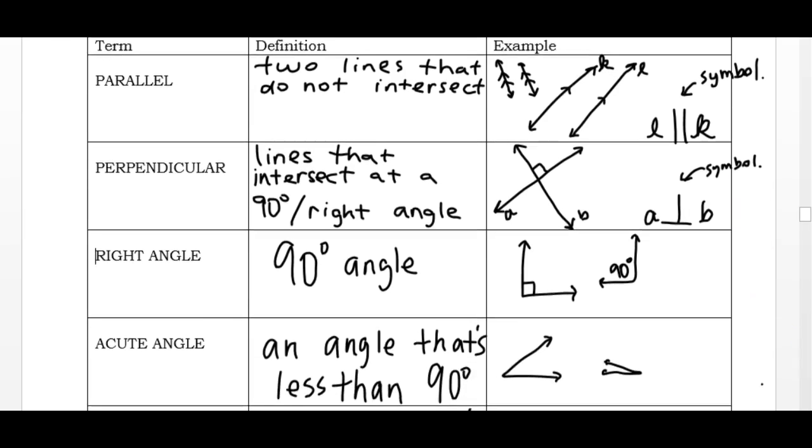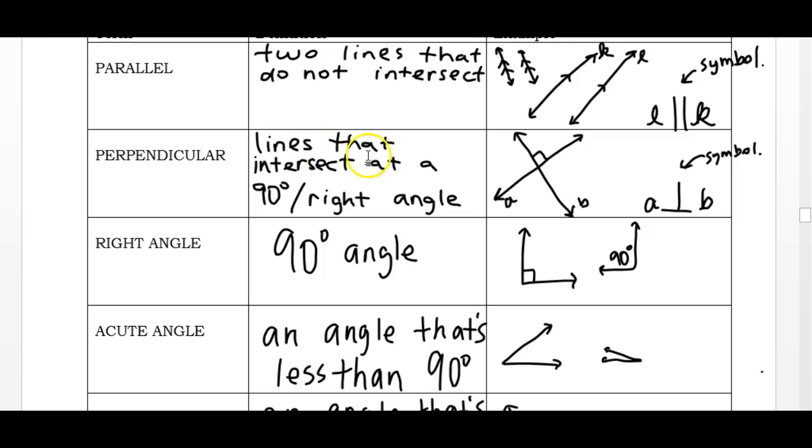My next word is perpendicular. Perpendicular is lines that cross at a 90 degree, also known as a right angle. So I have one line here, line B, one line here, line A, and they are intersecting, but they are intersecting at a perfect T. So that little square tells me that that is exactly 90 degrees. Our symbol for perpendicular looks like an upside down capital letter T. So this reads line A is perpendicular to line B.